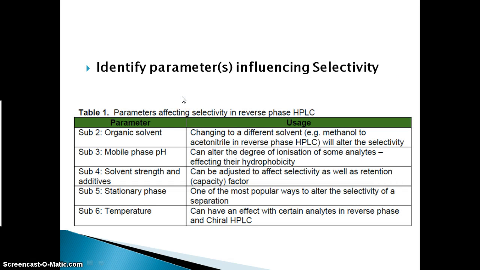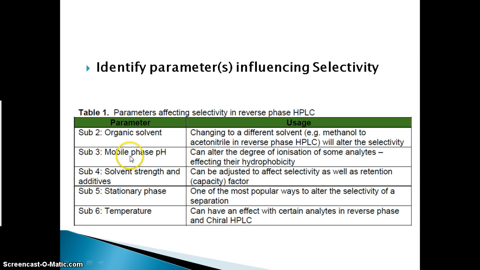Okay, now the first learning objective, which was to identify parameters influencing selectivity. The first parameter will be organic solvent, so changing to a different solvent, for example, methanol to acetonitrile in reverse phase HPLC, will definitely alter the selectivity.